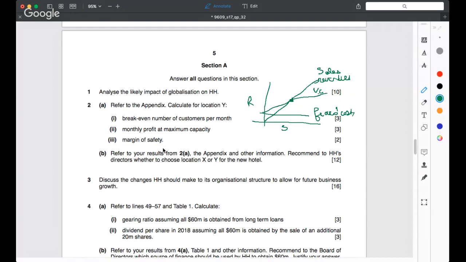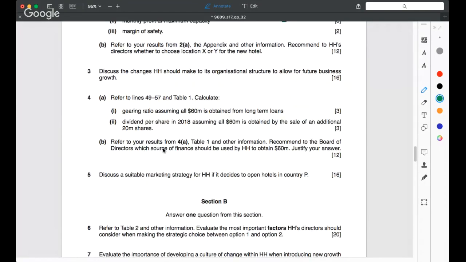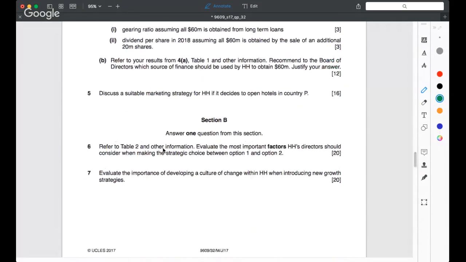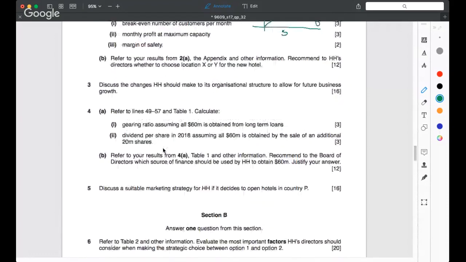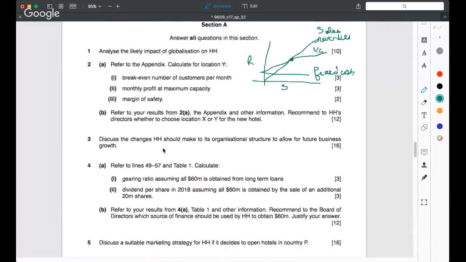So the first question was: analyze the likely impact of globalization on HH. And we said that globalization is the spreading of your company into other countries. Not between countries, but between industries. Exactly. So you're exporting your goods, or producing them. So selling within different countries in the same company.